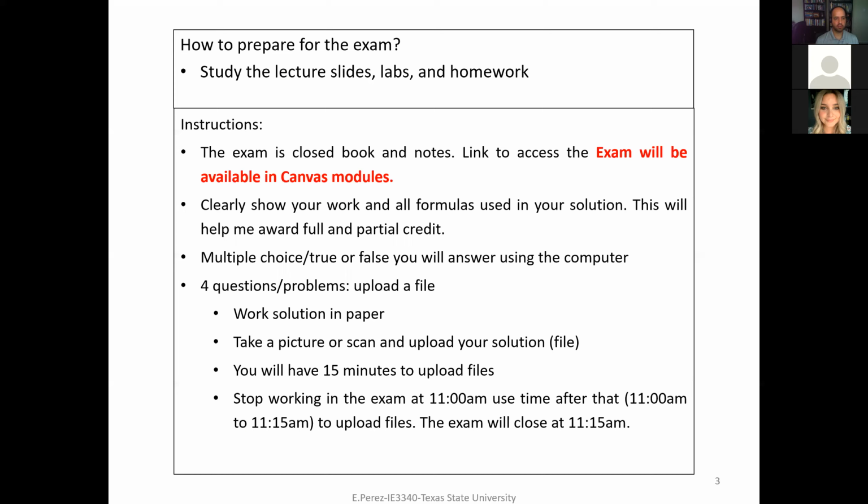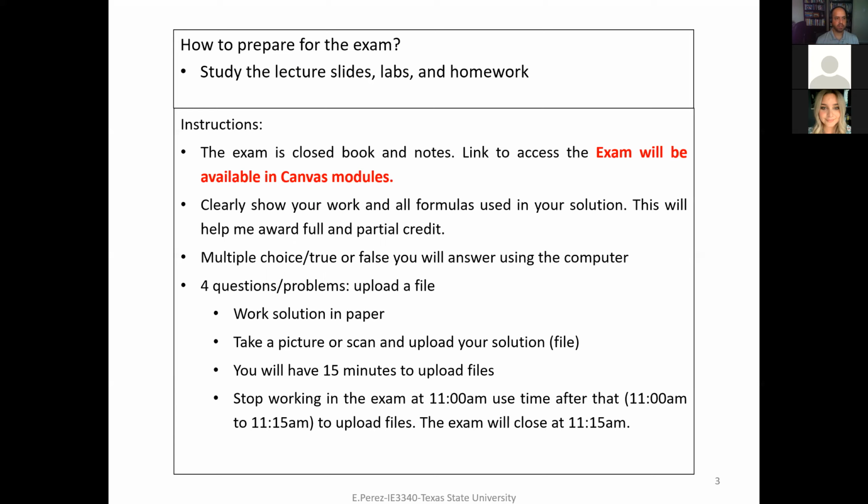For the problems, make sure that you clearly show your work and all formulas used in the solution. That will help me award full and partial credit if you don't get the right answer. If you show your work, then I can provide you with partial credit. The true or false questions, you will answer using the computer. And then for the 4 questions or problems, you will upload a file.